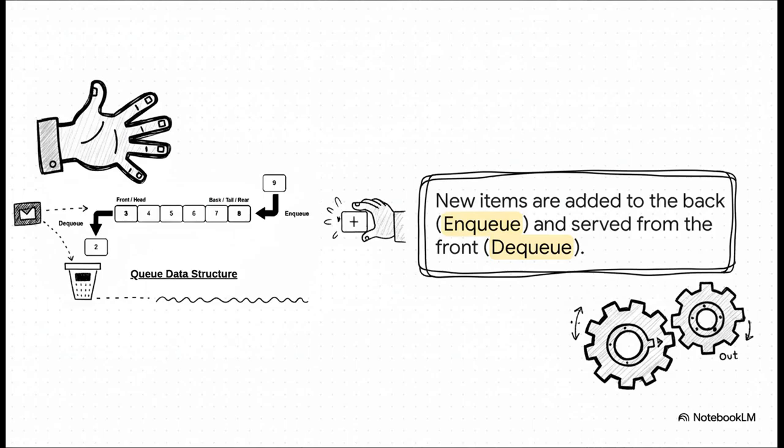This slide shows you exactly how that line works. You enqueue to add a new item to the back of the line, and you dequeue to serve the item that's been waiting the longest, right at the front. It's a really elegant system for managing tasks in the order they showed up.